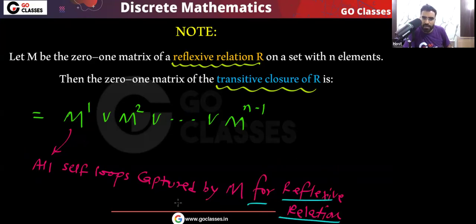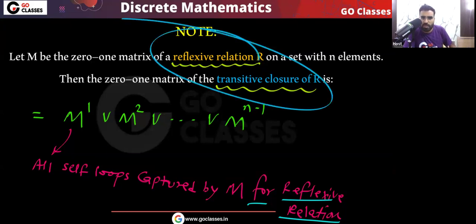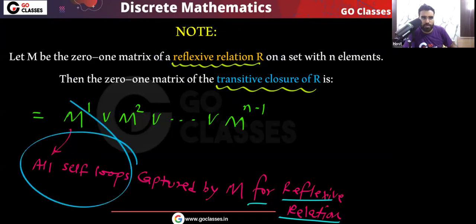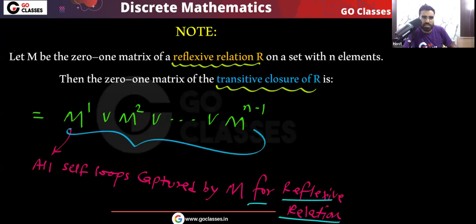Okay, so you can easily see that you have to go only from M power 1 to M power n minus 1, because ultimately you are finding the reflexive transitive closure. Your relation is already reflexive, and you are finding the transitive closure. So that is the same as finding the reflexive transitive closure. But now you don't have to start from M power 0, because your relation is already reflexive. So M power 1 will capture all the self loops. So you can just do this.